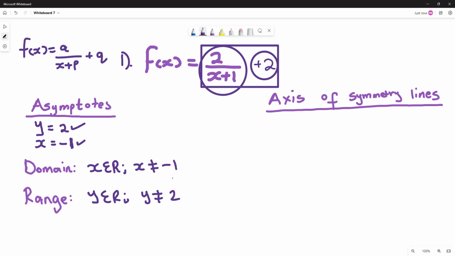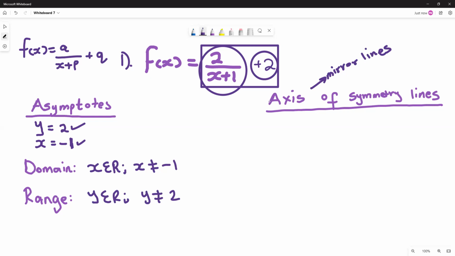Now let's check the axis of symmetry lines. The axis of symmetry lines, ladies and gents, are basically the mirror images of a hyperbola. They are the mirrors, mirror lines. That's why we say symmetry. They are the mirror lines of the functions. So if you don't really have a picture of it, don't worry, you'll see them when we sketch the graphs.